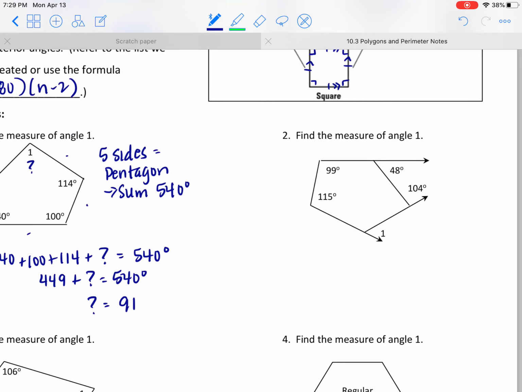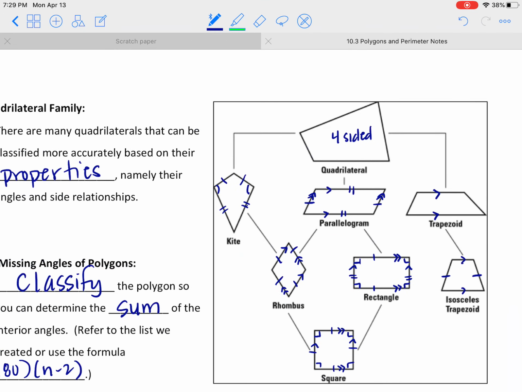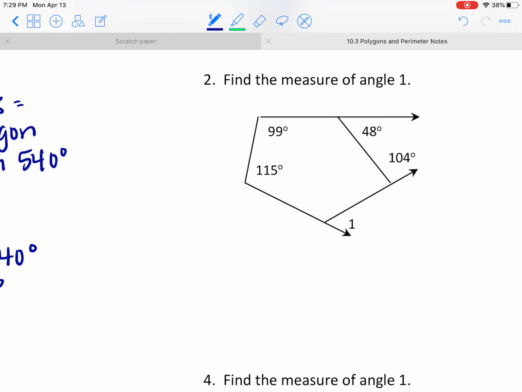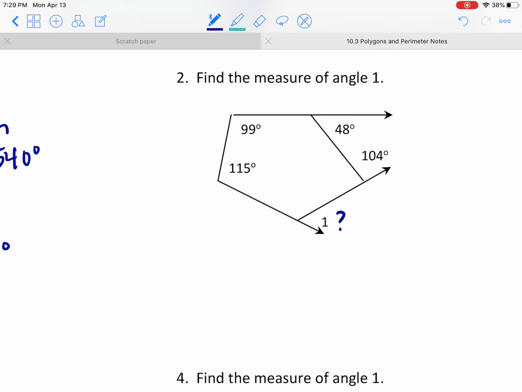Okay, so then we're going to look at number 2. Same kind of thing going on here. So we're trying to find the missing angle, but notice angle 1, this missing angle over here, is outside of our shape. Now what kind of shape is this? 1, 2, 3, 4, 5 sides again. So again, we're dealing with a pentagon. So we know the sum is 540.